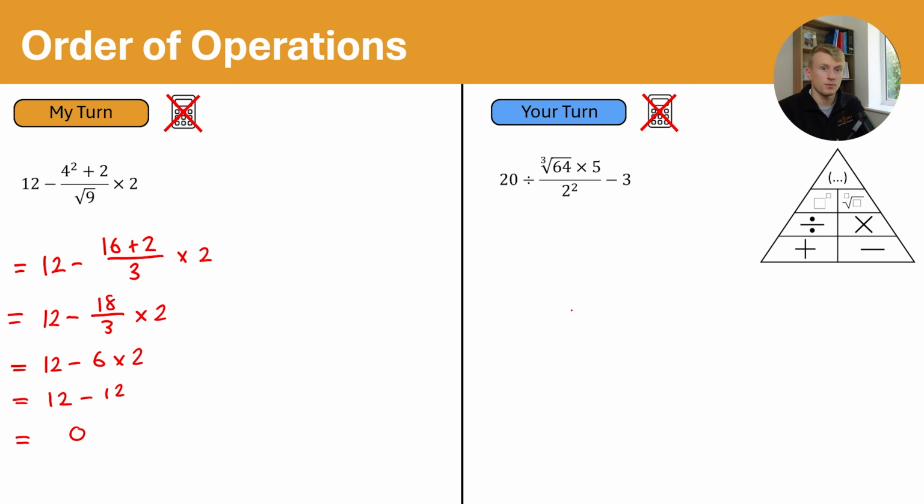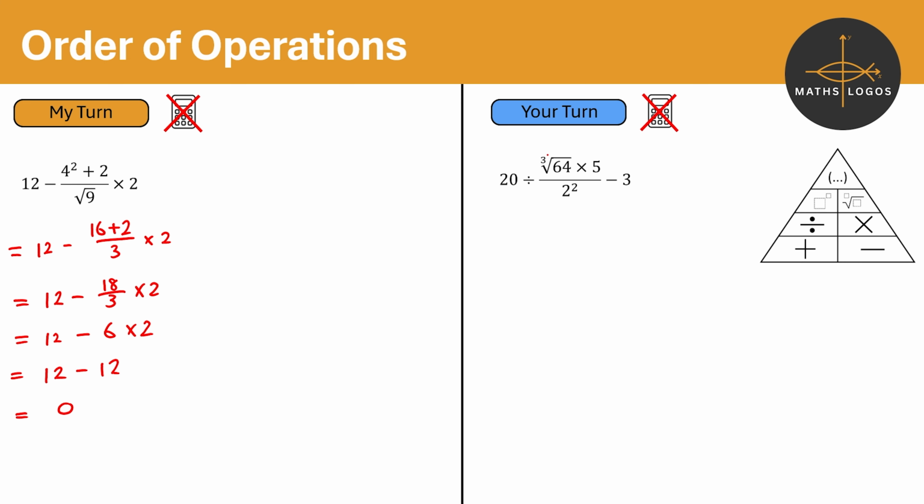Pause the video and give this more challenging question a go. 20 divided by the cube root of 64 multiplied by 5, all divided by 2 squared, subtract 3. There's a lot going on in that question. I need to do my indices first because there are no brackets. The cube root of 64 is 4, and 2 squared is also 4.